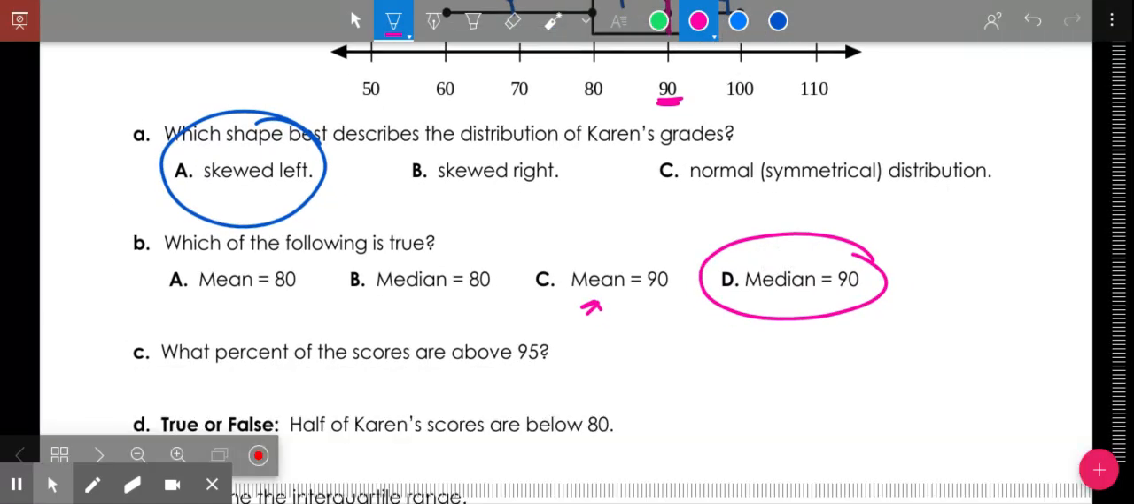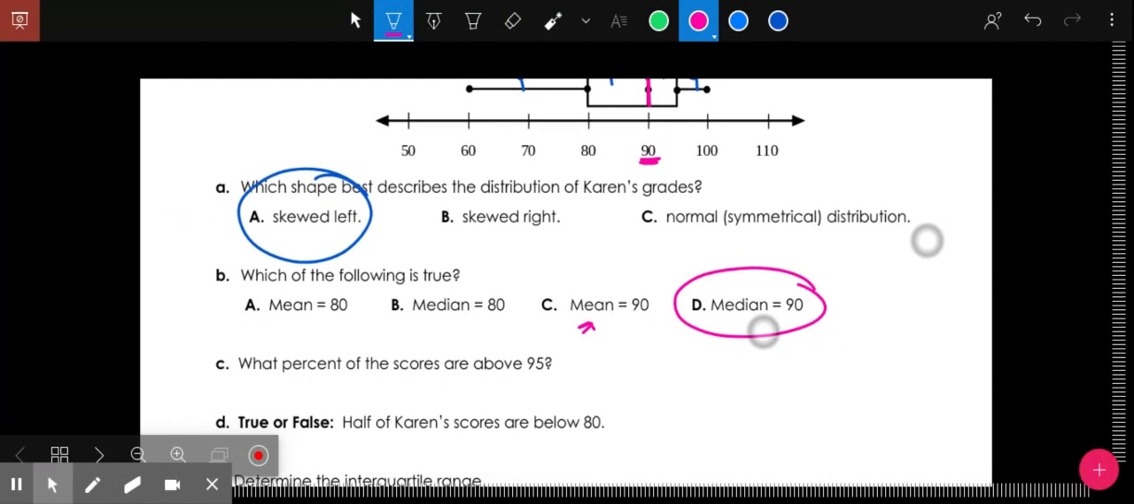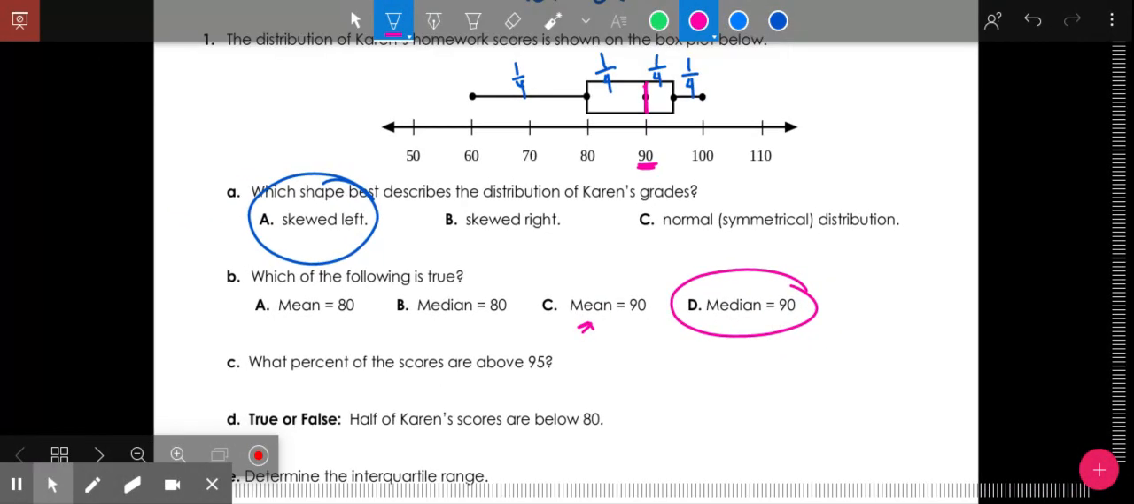Okay. What percent of the scores are above 95? So if we look at above 95, that's 1/4 of the data. And if you put that in your calculator, 1 divided by 4, you're going to get 0.25, which is 25%.